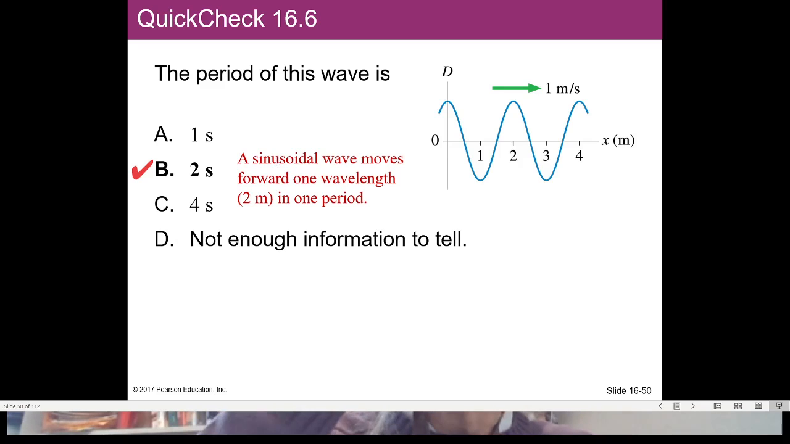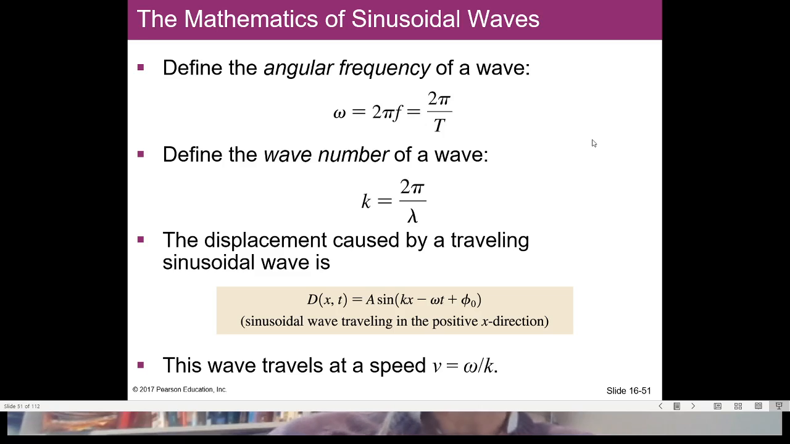Oh, sorry. Did I say 2? I guess I did say 2. Sorry about that. The wavelength here is in fact 2 meters. So sorry about that. Where's my brain today? Okay, so let's go through the mathematics of the sinusoidal waves.